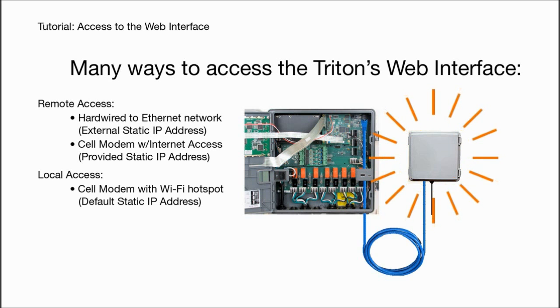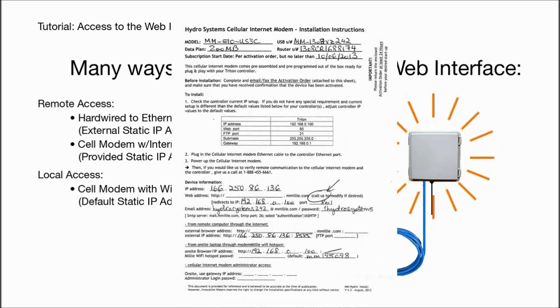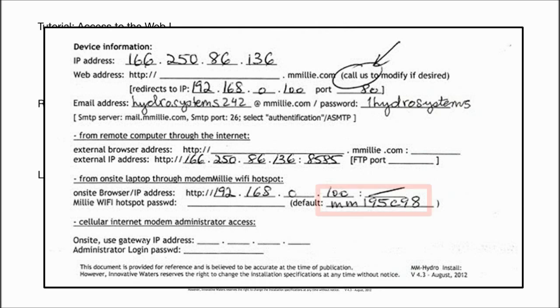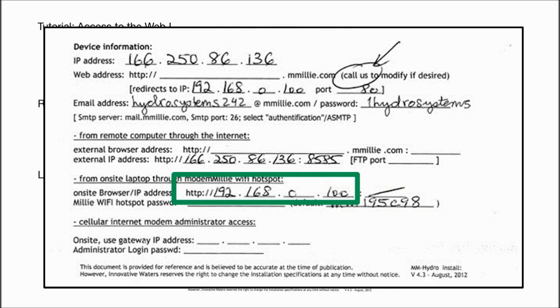The cell modems that we provide allow remote access using the cellular data network, but also have a built-in Wi-Fi hotspot that will allow local access to the Triton's web interface. The key to success with the cell modems that we provide is the modem paperwork. If you look at the bottom half of the paperwork, the red rectangle is showing you the unique password for the Wi-Fi network of this cell modem. All of our Wi-Fi networks begin with the words hydromilli, so look for that network, join it, and use this password. Also shown is the default static address for the Triton. That's the address you would use in your web browser.